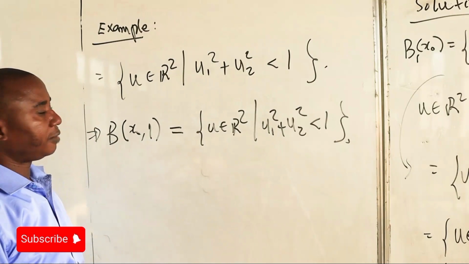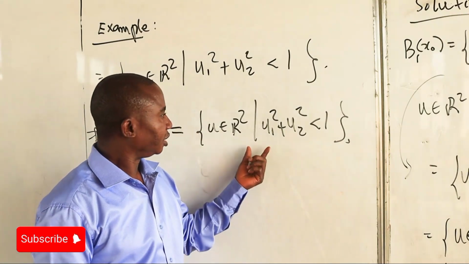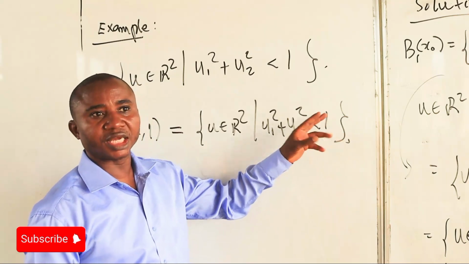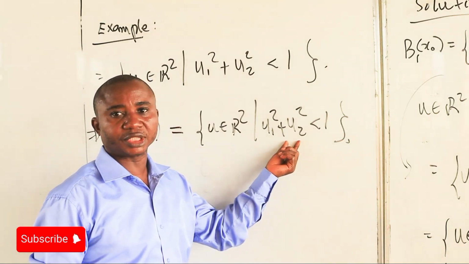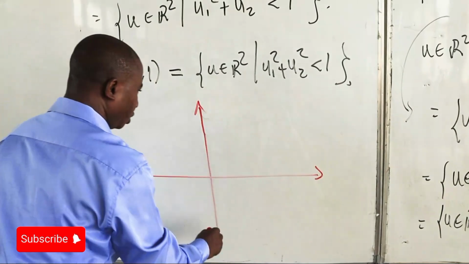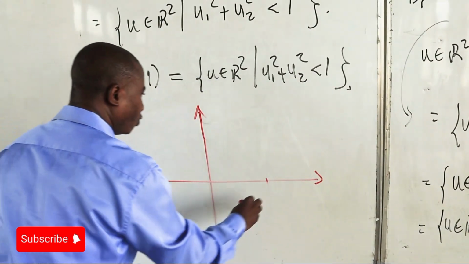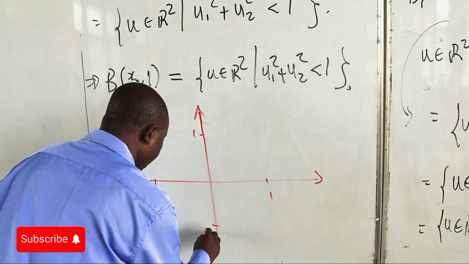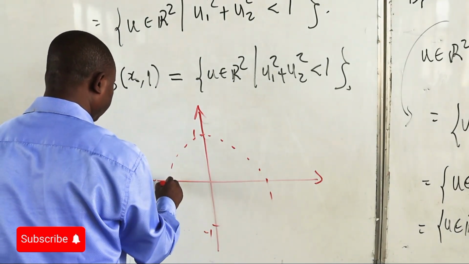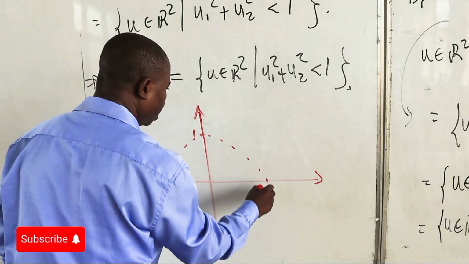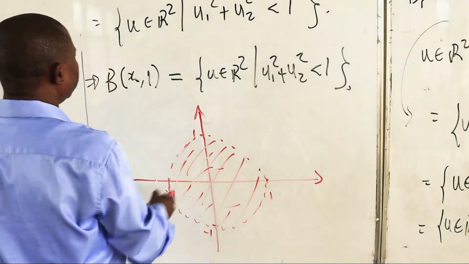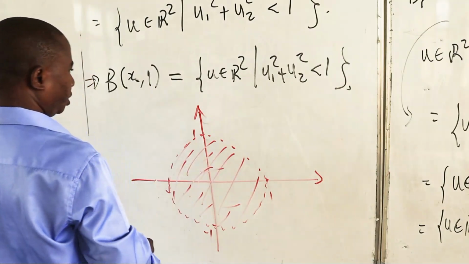This set is precisely the inside of the circle with center (0, 0) and radius 1. If you're familiar with coordinate geometry, you understand that this is what it is. If I sketch this set, we have a shape of this form. This is 1, this is negative 1, this is 1 here, this is negative 1. So this is precisely the set of interest. Inside here constitutes the ball with center (0, 0) and radius 1. That is what it is.